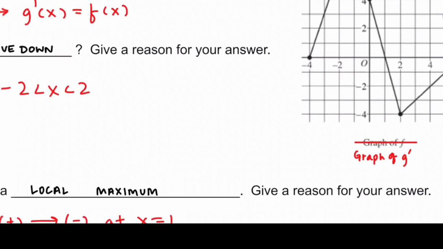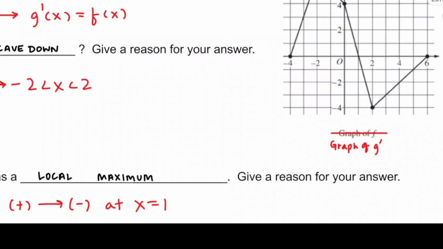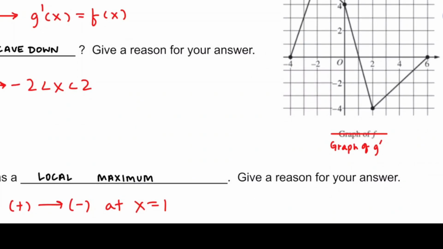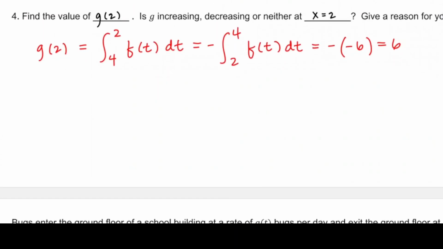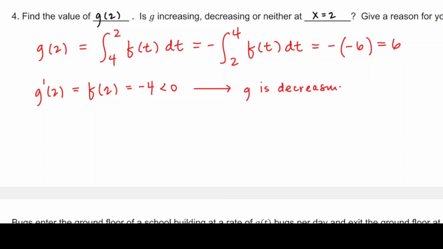Okay, it was f prime or g prime equals f regardless. So this is the picture of the graph of the derivative, and g prime of 2, which is f of 2, is -4. So that means that g is actively decreasing. So I'm going to say g prime of 2 equals f of 2, which is -4, a less than 0 number, and that means that g is decreasing at x equals 2.